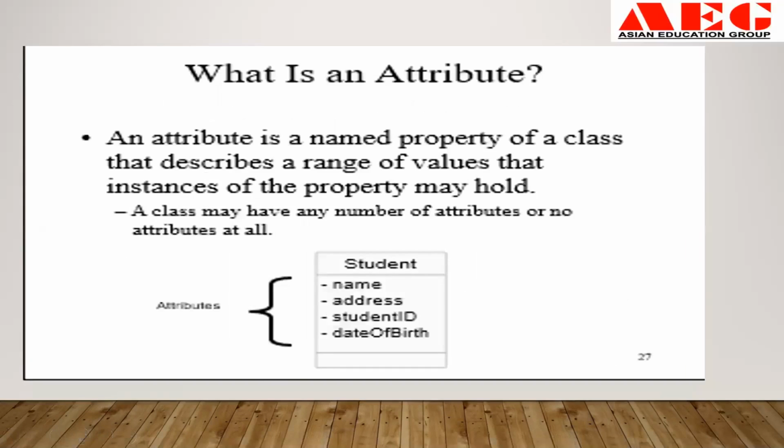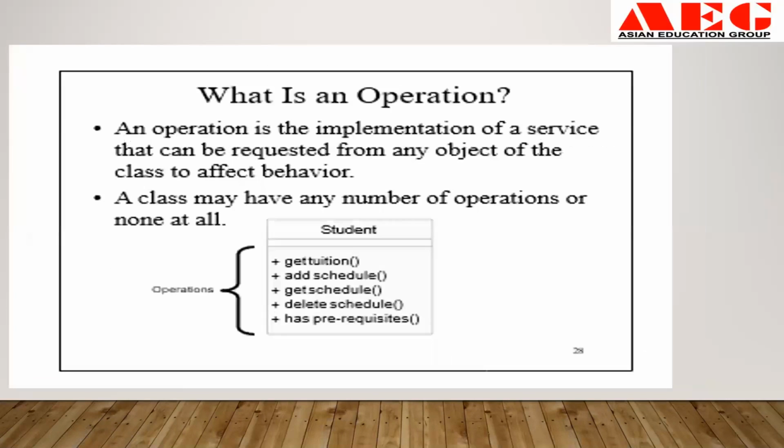What is an attribute? An attribute is a named property of a class that describes a range of values that the instance of the property may hold. A class may have any number of attributes or no attribute at all. For example, if we discuss the Student class, there are attributes like name, address, student ID, date of birth, etc. These are all called attributes of a Student class.